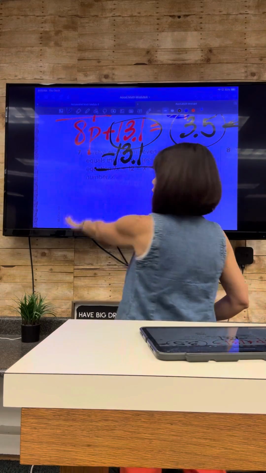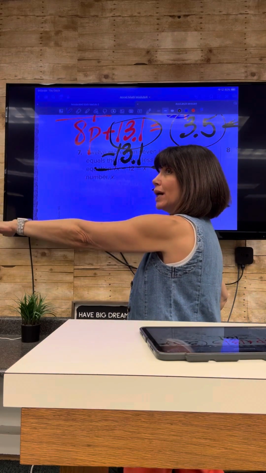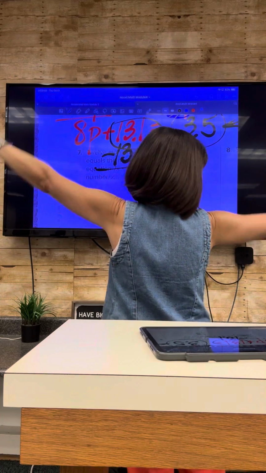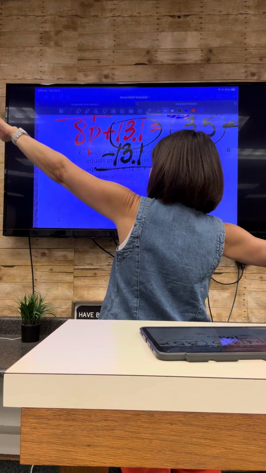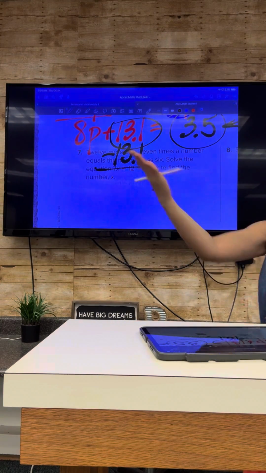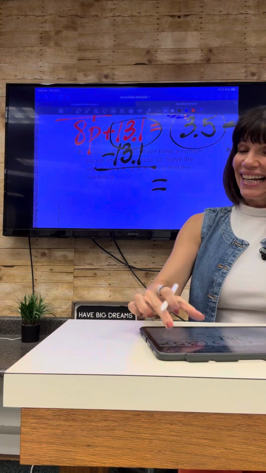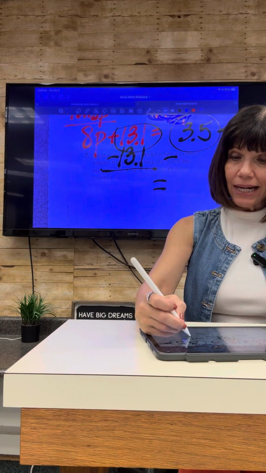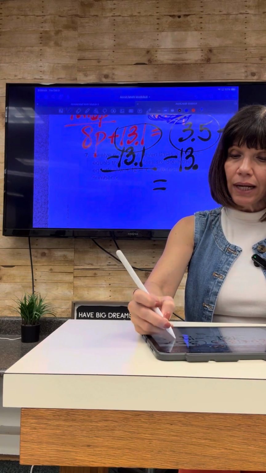If over here I remove 13.1, didn't that side go up in the air? And didn't the other side go kerplunk? How can I bring it back into balance? What must I do over here? Subtract what? Excellent. Please write minus 13.1.